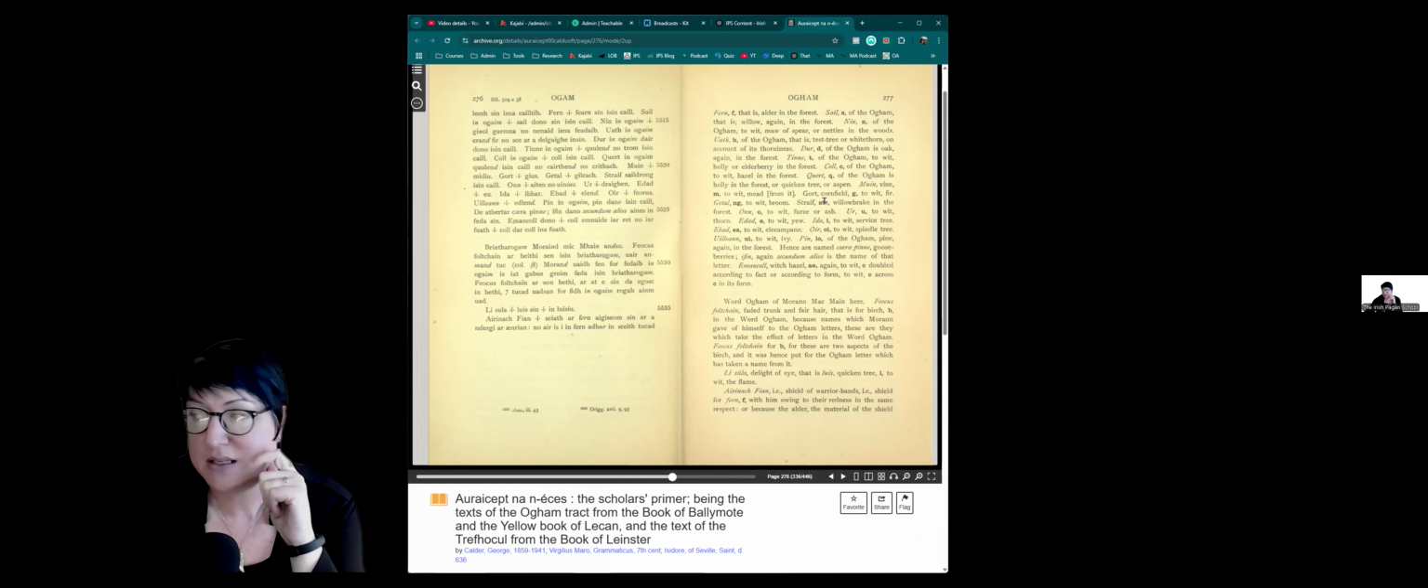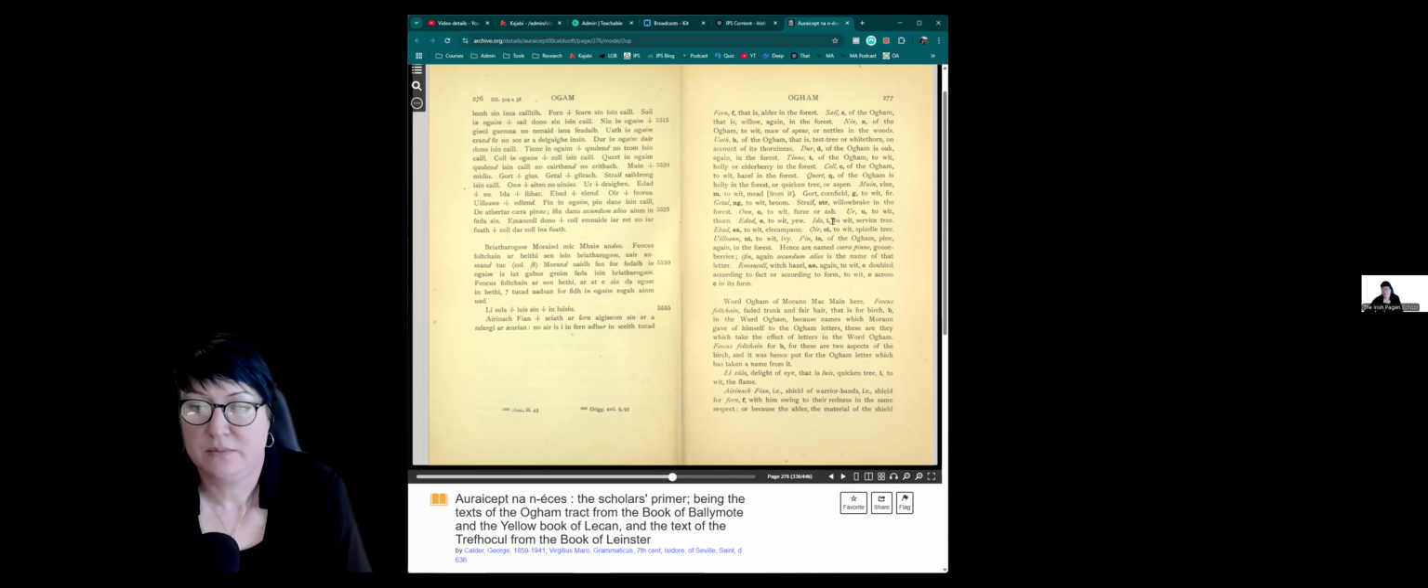So what we're missing here is Ruis, and that would be the 5th letter. Then we're also missing Ailm, which would be the first letter of the 4th aicme. And then we would go into On, Ur, Edad, Idad. Right, so On, O, to wit, furze or ash. Ur, U, to wit, thorn. Edad, E, to wit, yew. Ida, or Idad, I, to wit, service tree.